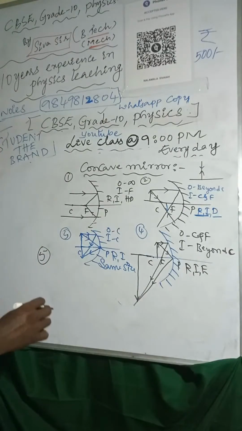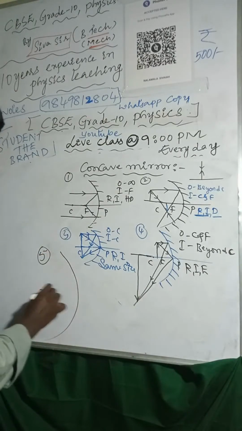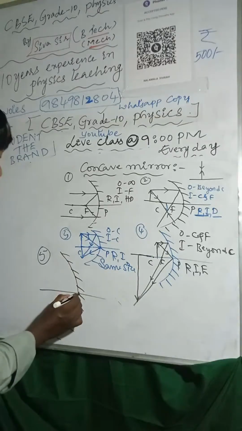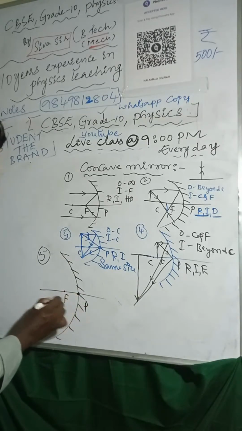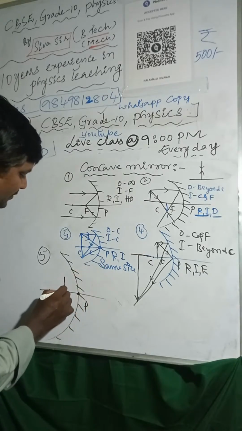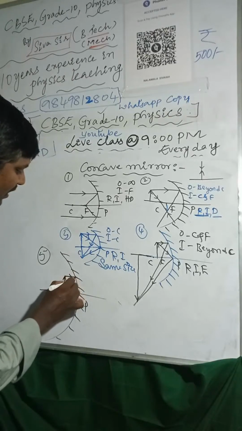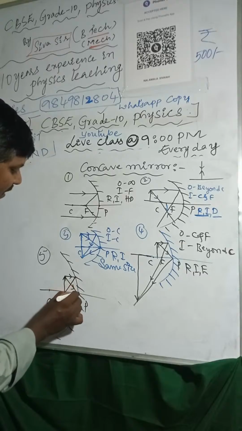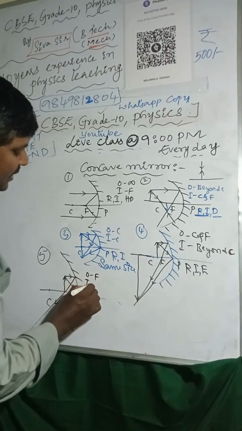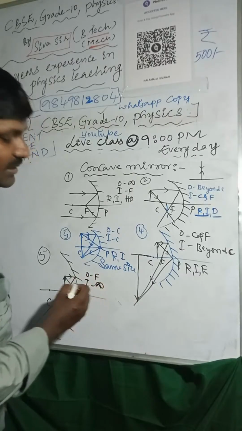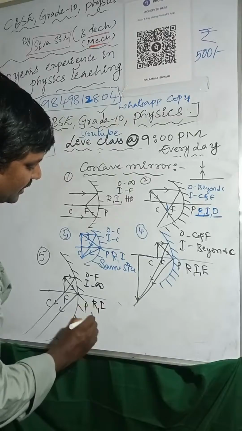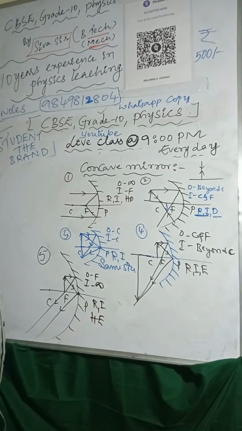Coming to the fifth one, I'm taking the light rays. Here I'm considering like this. Pole, focus, and center of curvature. The object is placed at focus. One light ray passes through like this, another light ray I'm passing, and those light rays will meet at infinity. Object is at F, the image will form at infinity. Nature of the image is real, inverted, and highly enlarged.